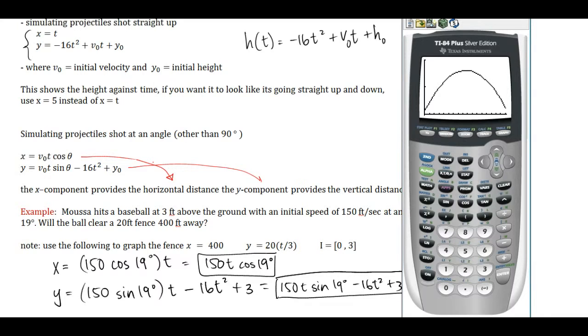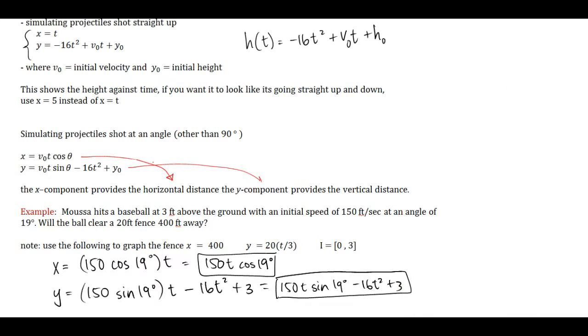But it's not answering the question: how high is it when it's 400 feet away? There's a couple of ways you could do that. You could find out when x is 400, so when this equation equals 400, what's the time? And then I could plug the time in and figure out how high the ball is. Or, since we have calculators, we could just do this.